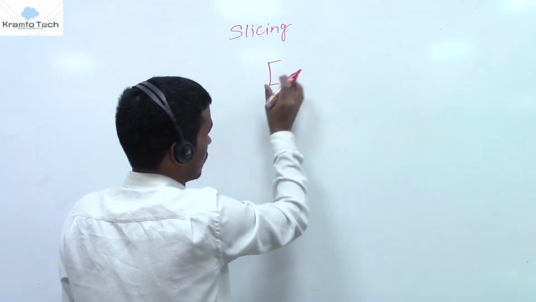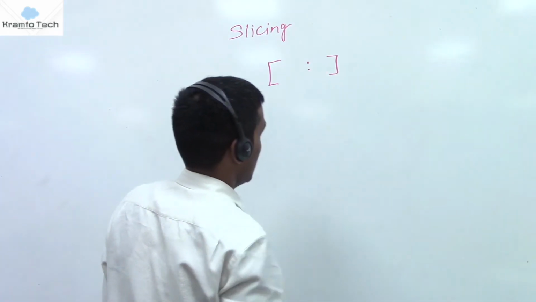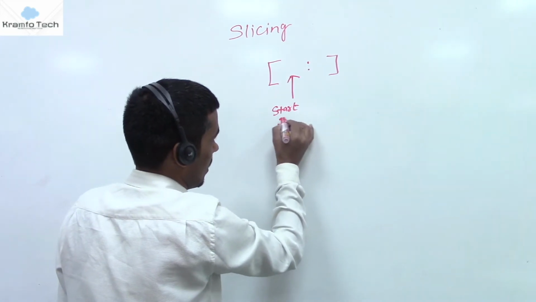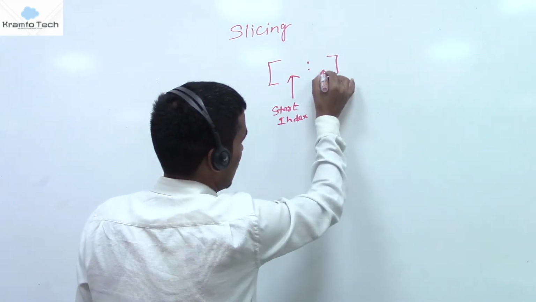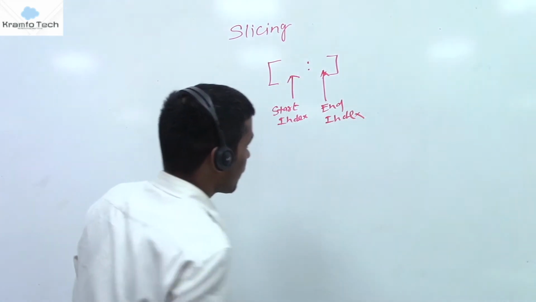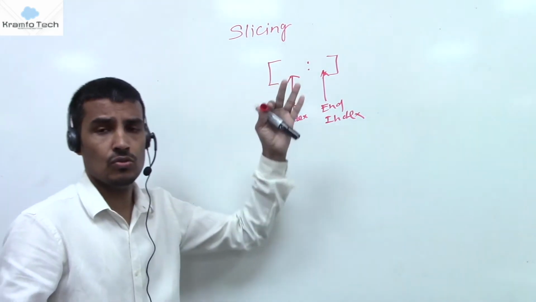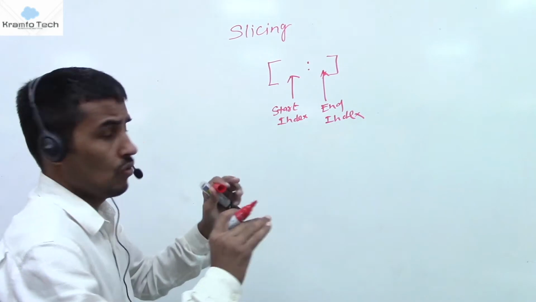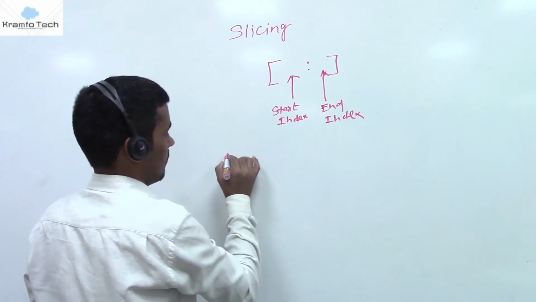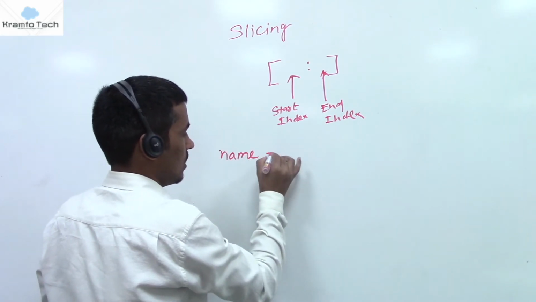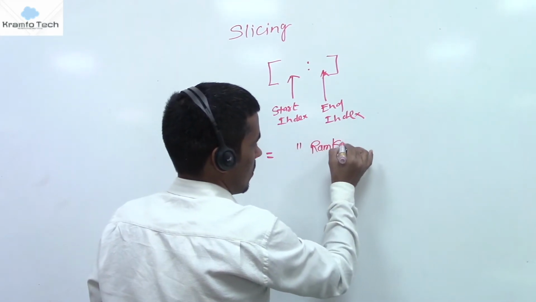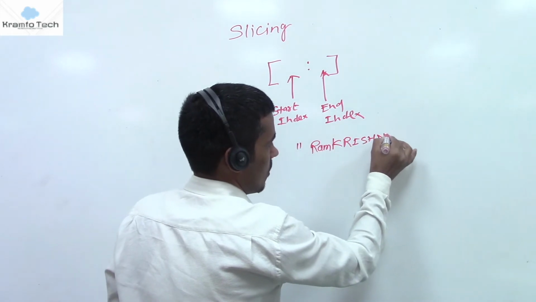We have square brackets and a colon sign. Before the colon sign there will be the start index, and after the colon sign there will be the end index. This basically helps us to get the substring. Let's see one example, then you will understand very well. Let's say we have a string, Ram Krish.